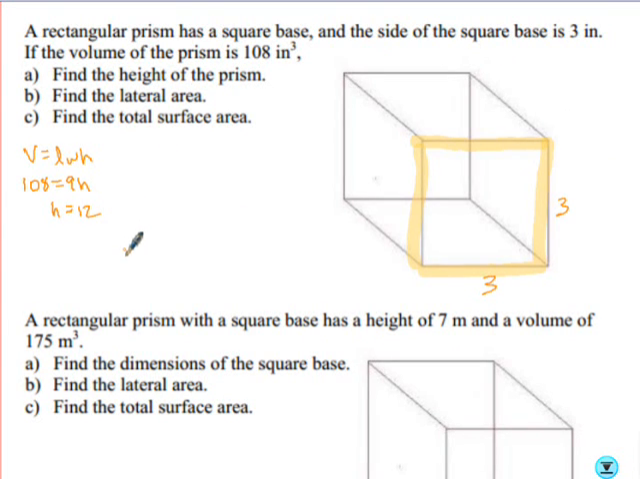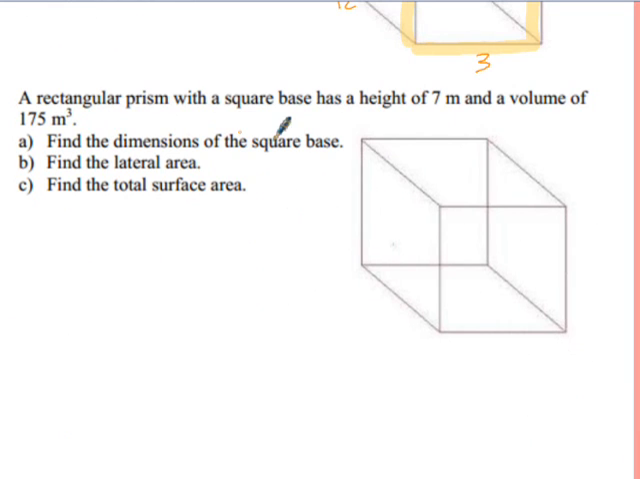Then lateral area, we use that. This isn't uncommon either, is that you find something to then use it to find something else. So the height we now know is 12. The perimeter of the base is 12, so the lateral area is 144. And then the surface area is that 144 plus 2 times, well, the area of the base is 9. So 18 plus 144 is 162. Easy enough. Let's take a look at another one like that.